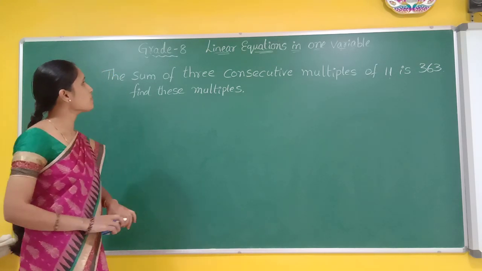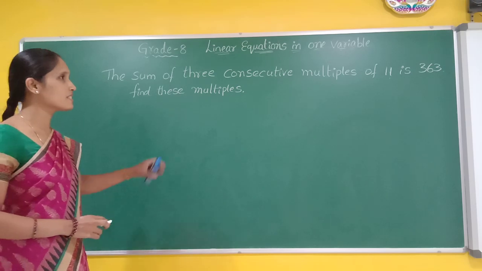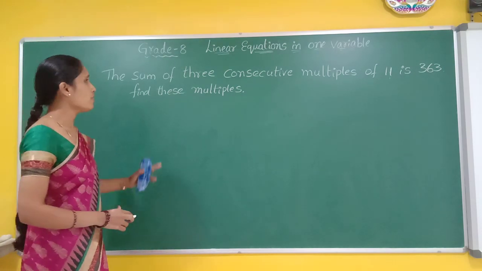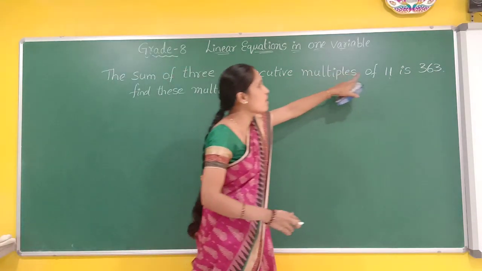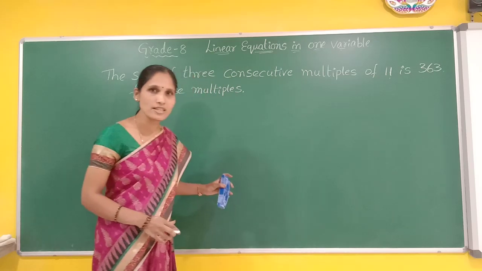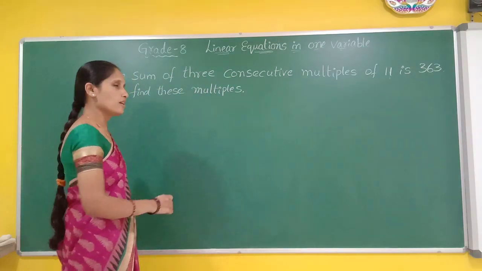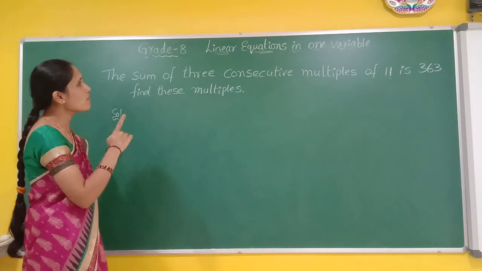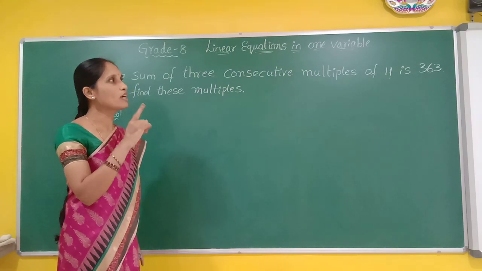The example sum is: the sum of three consecutive multiples of 11 is 363. Find these multiples. Let's begin the solution. Children, the sum of three consecutive multiples of 11 is 363.